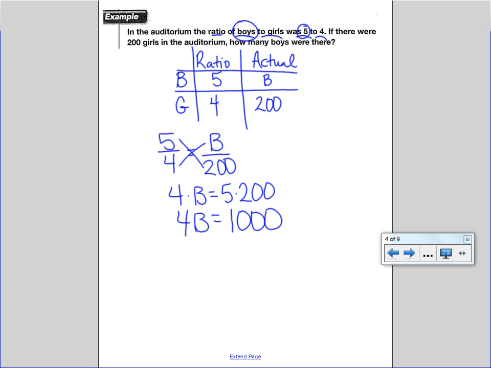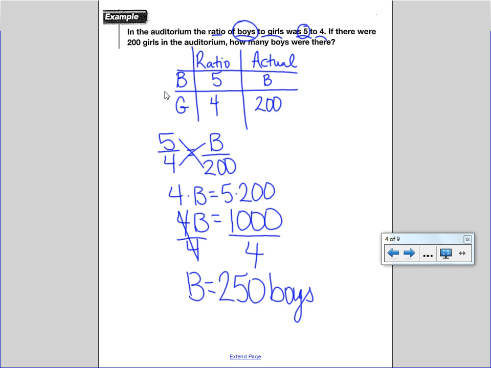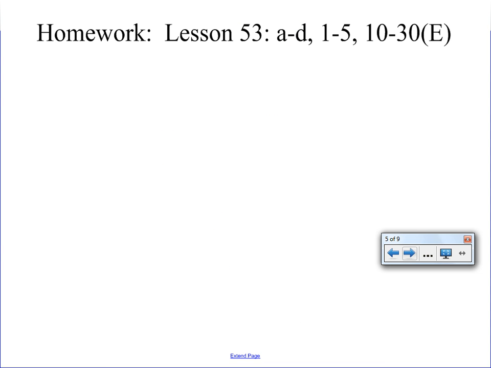So to get B by itself, 4 is being multiplied by B. The opposite of multiplication is division, so I'm going to divide by 4 on both sides. What I do to one side, I must do to the other. I'm left with B equals 1,000 divided by 4 is 250 boys. Final answer.